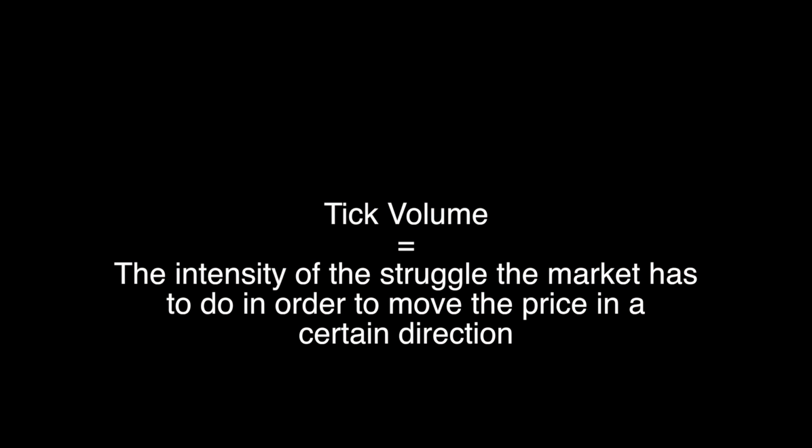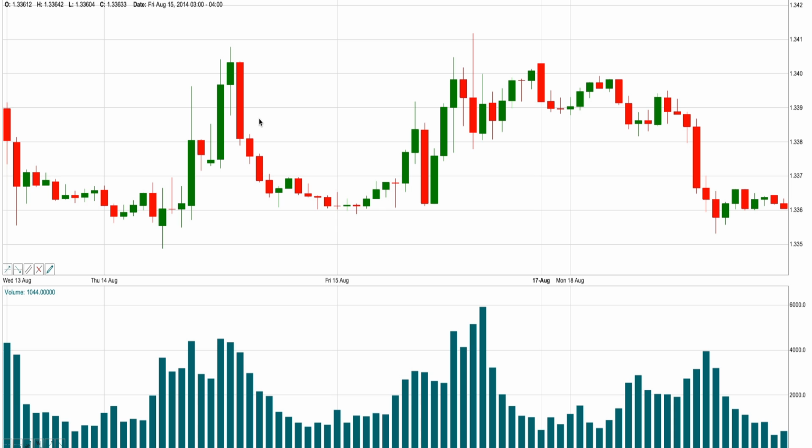This is the amount of activity, the amount of struggle between the bulls and the bears. Little tick volume means low struggle between the bulls and the bears. High tick activity means a lot of struggle between the bulls and the bears. High struggle between bulls and the bears means uncertainty in the direction of the price and in the movement of the price. Now let me show you what we've discussed already on a chart.